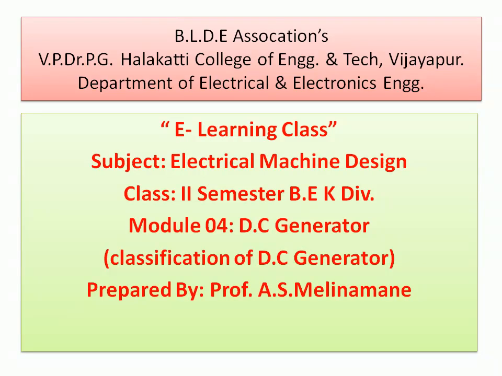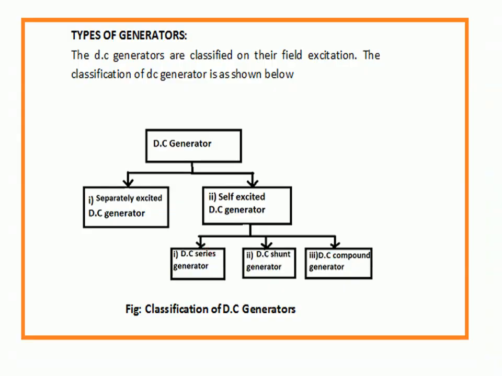Good afternoon, students. Today we have to discuss different types of generators, also referred to as the classification of generators. DC generators are mainly classified on field excitation. We know that all machines use electromagnets, hence a field is required. Separately, a DC supply is required to excite the field system. Hence, depending upon that DC supply or field excitation, the classification of generators is possible as shown below.